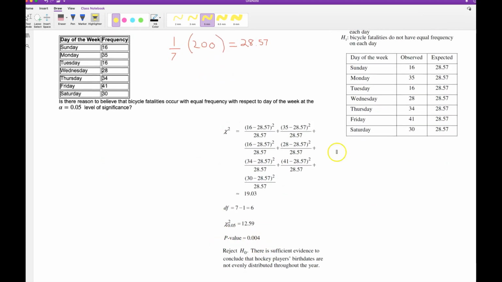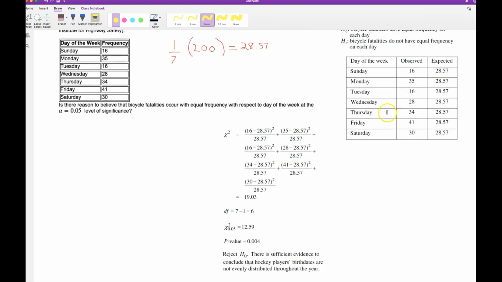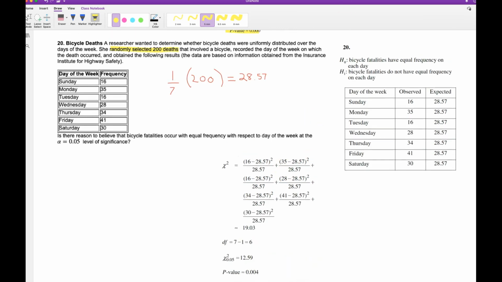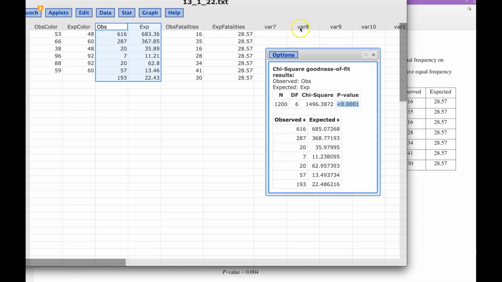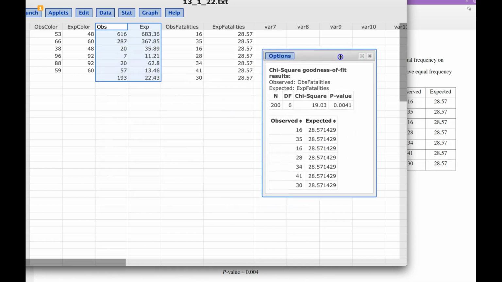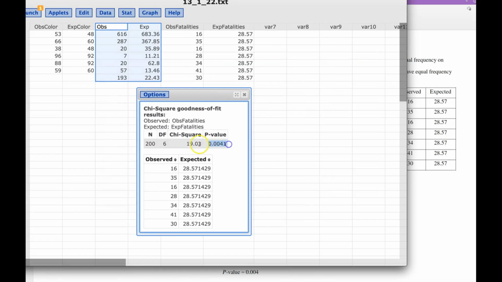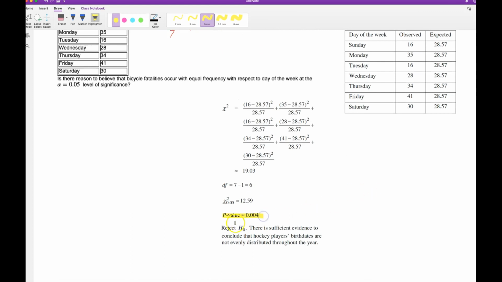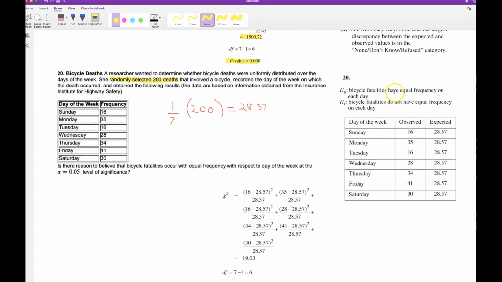Again, this is the hand calculations, observed minus expected, squared, divided by expected, and so forth. And if we were going to use StatCrunch for that, I have it here already entered in there. Observed fatalities compared to your expected fatalities, you can compute. And so then again, you get a p-value, very small, big chi-squared. So because of that p-value, you're going to reject the null hypothesis.